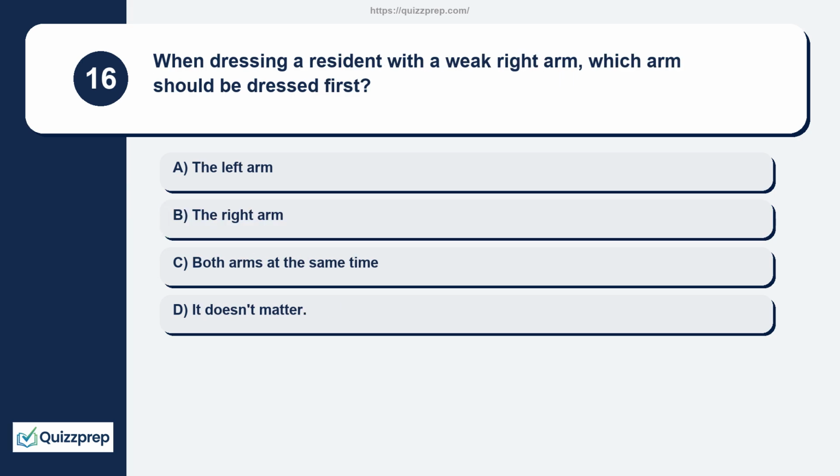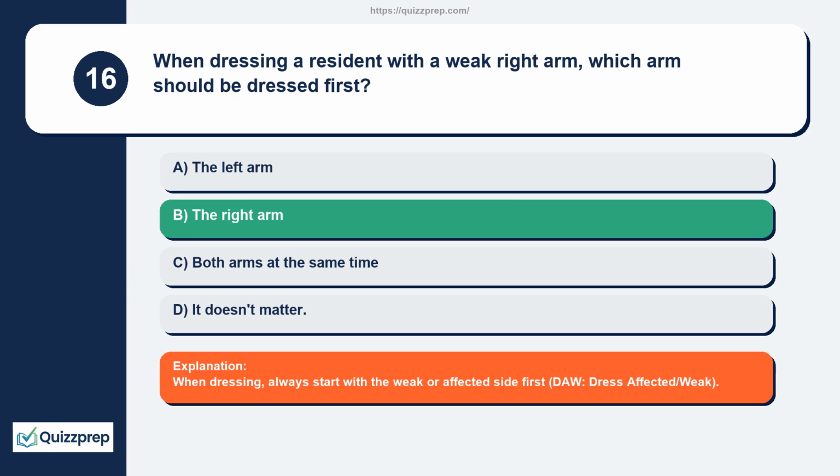Question 16. When dressing a resident with a weak right arm, which arm should be dressed first? The left arm, the right arm, both arms at the same time, it doesn't matter. When dressing, always start with the weak or affected side first. Dress affected, weak side first.